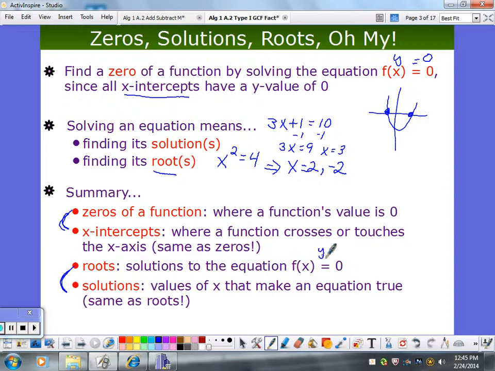Y equals 0. It's a very subtle difference. A lot of people don't know there's a difference. For all intents and purposes, if it says find the zeros, find the x-intercept, find the roots, find the solutions that make it true, you're doing the same thing. You're setting a function equal to 0 and finding the values. They don't mean exactly the same thing, but if you think of them as being the same, you're probably okay.